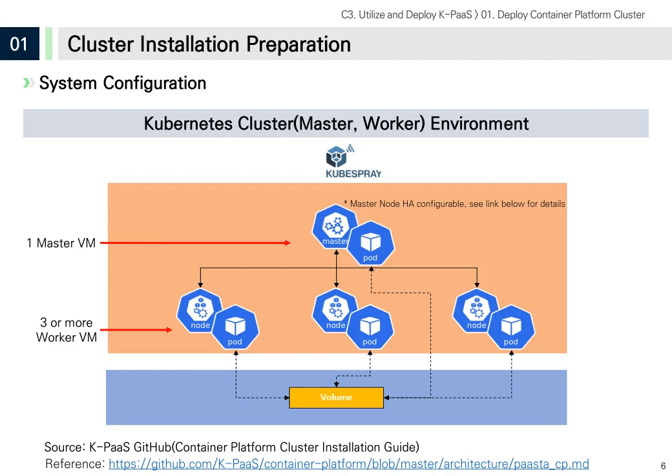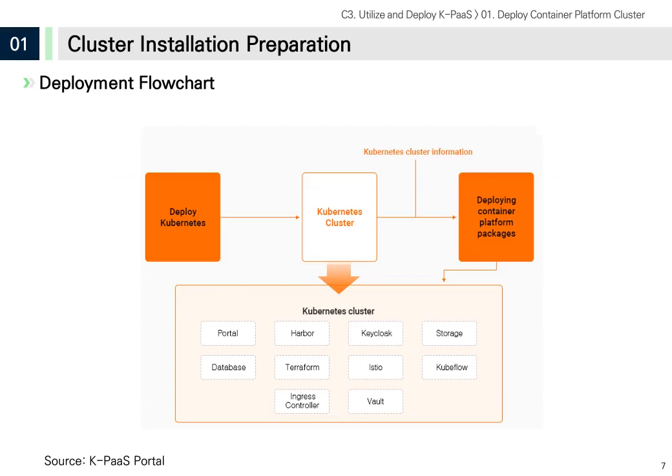The container platform consists of a Kubernetes cluster environment consisting of a master node and worker nodes. To configure a Kubernetes cluster environment, you are required to have at least one master VM and at least 3 worker VMs. The container platform deployment flow is shown in the textbook. First, we install a Kubernetes cluster through KubeSpray. Next, provide middleware environments such as databases, private registries, etc. through pods. Deploy the Container Platform Portal environment on the Kubernetes cluster as a container image.